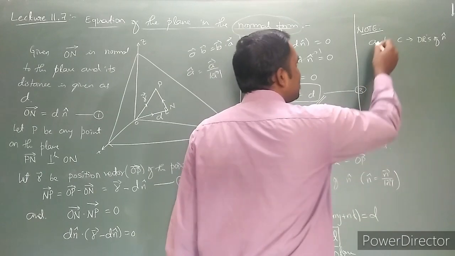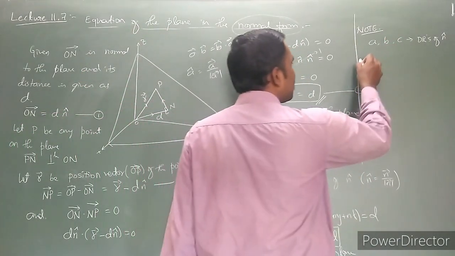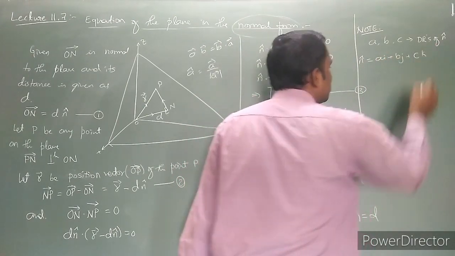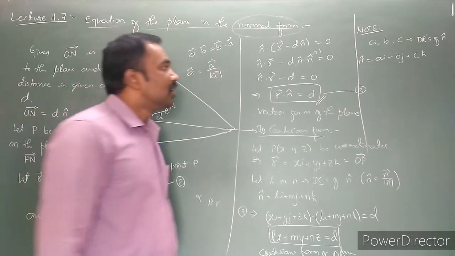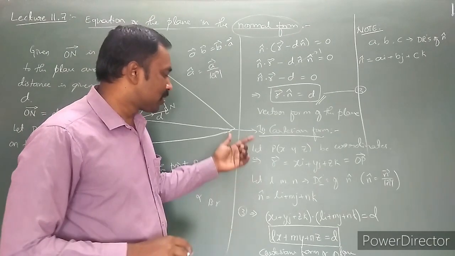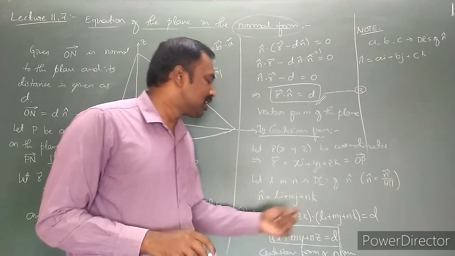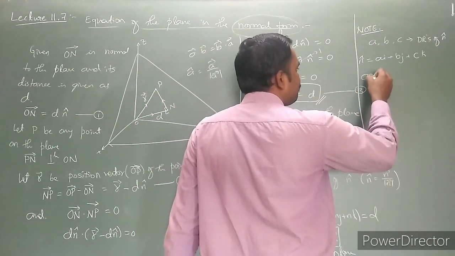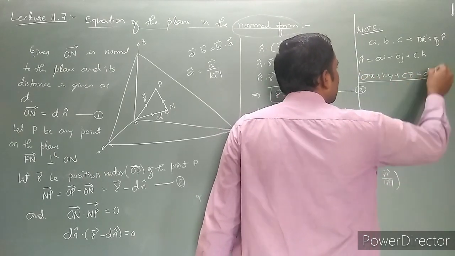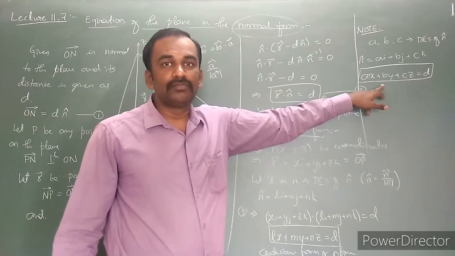Here a, b, c are the direction ratios of the unit vector. Then how can we write the unit vector? The unit vector can be written as ai plus bj plus ck. Can we write that? Yes, always we can write. Then what will be the equation of the plane? Instead of lx plus my plus nz is equal to d, can we write ax plus by plus cz is equal to d? This is also an equation of the plane.